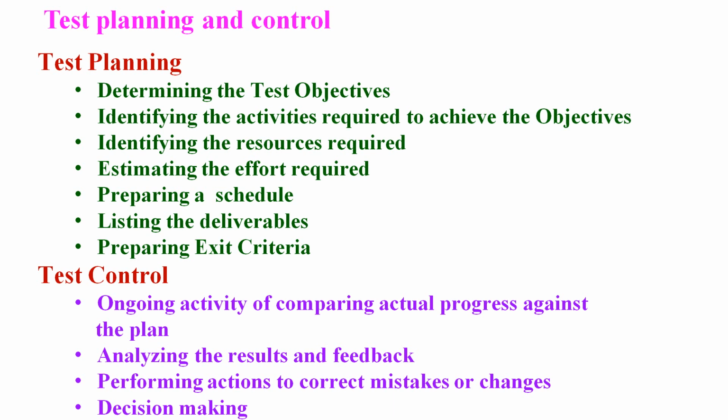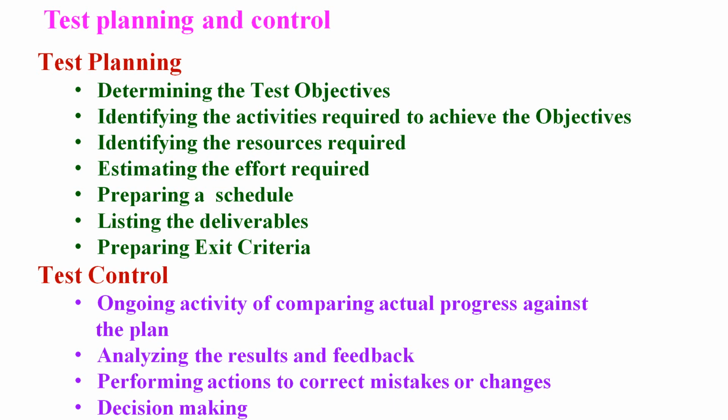And analyzing the results and feedback. You have to analyze the results and you have to get the feedback, or you have to analyze the feedback. Performing actions to correct the mistakes or changes. And the decision making. So these are all the test control activities in test planning and control.